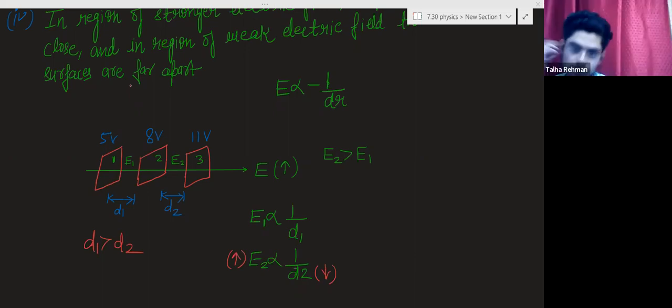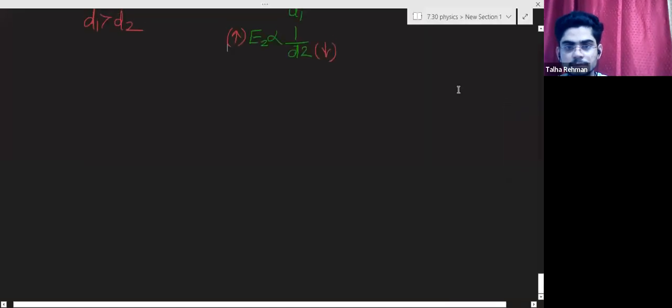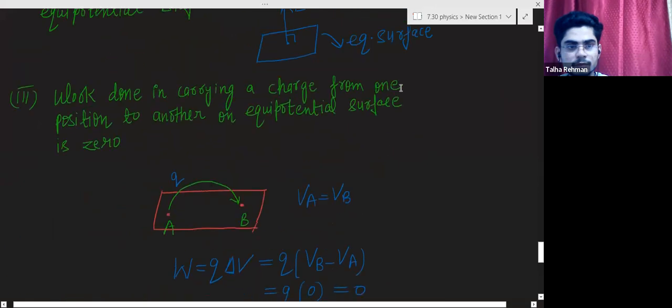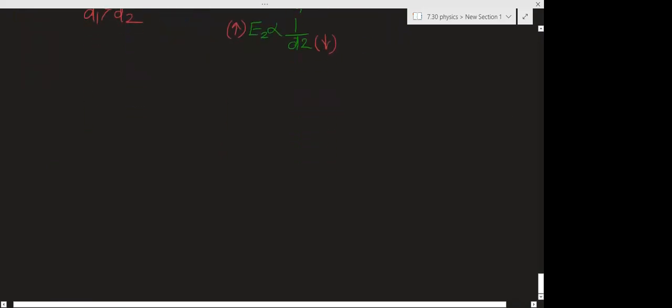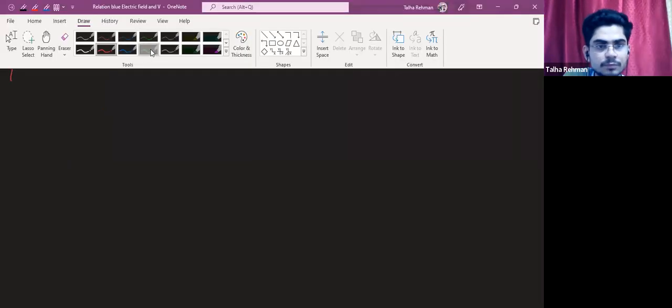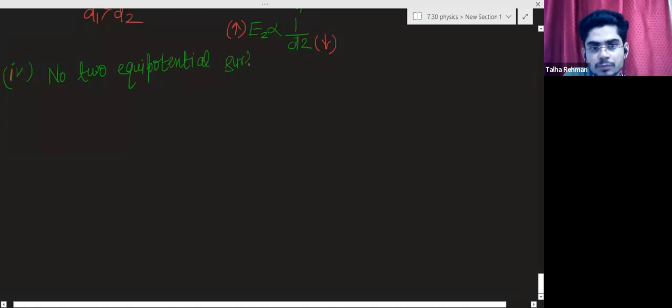Fourth is, no two equipotential surfaces can intersect each other.